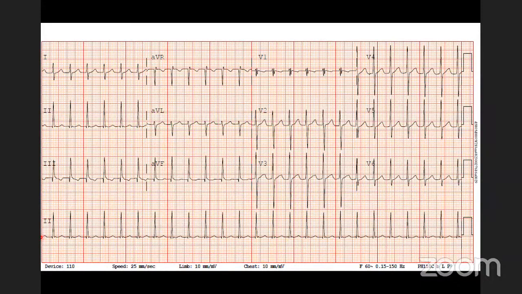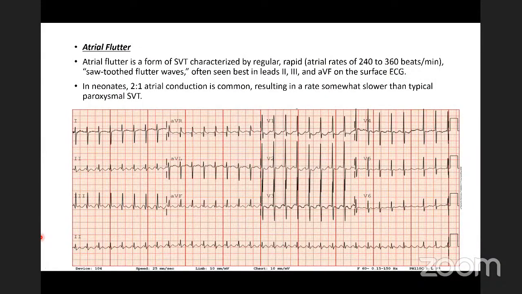So what are the other common tachyarrhythmias in the neonatal period? Atrial flutter is again a form of supraventricular tachycardia, and it's characterized by a regular rapid atrial rate up to 360 beats per minute, and you typically see sawtooth flutter waves, usually seen in the inferior leads that are lead 2, 3, and AVF on surface ECG.